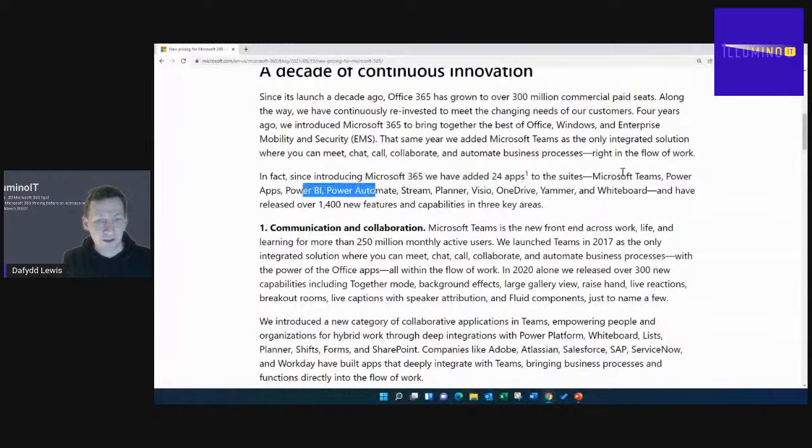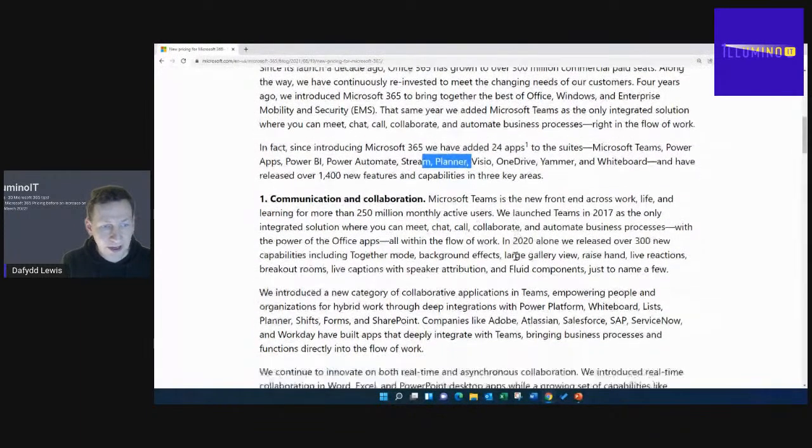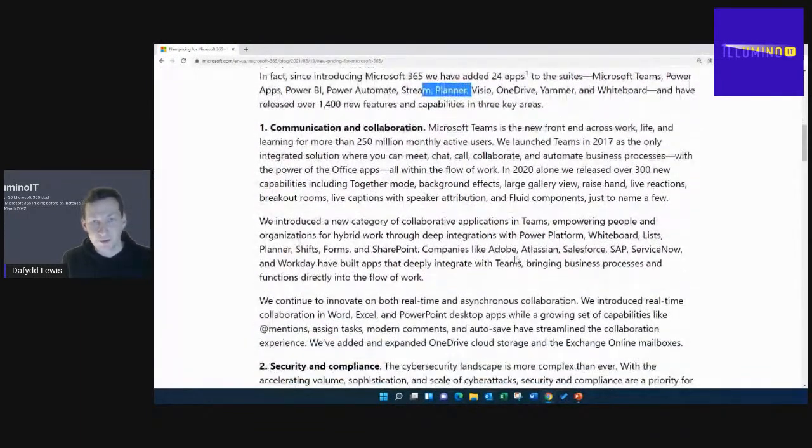We've got things like Microsoft Teams, Power Apps, Power Automate, Stream, Planner, all of these things that we've talked about over the last 28 days. Lots of them are brand new and have been added to the Office 365 suite, and the Microsoft 365 suite as it's now known, as time has gone on. There are so many new innovations coming out monthly at the moment.